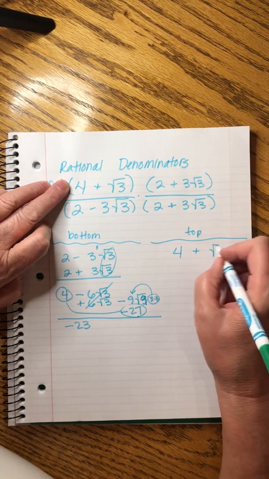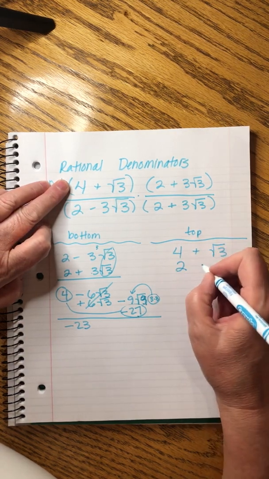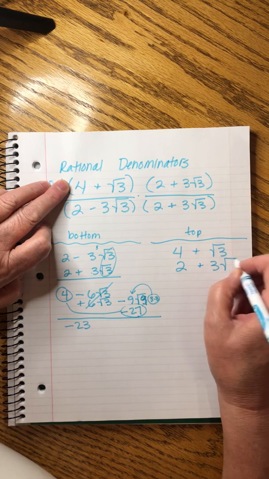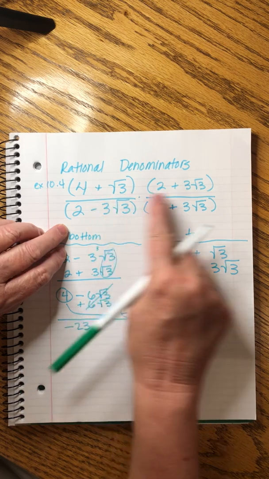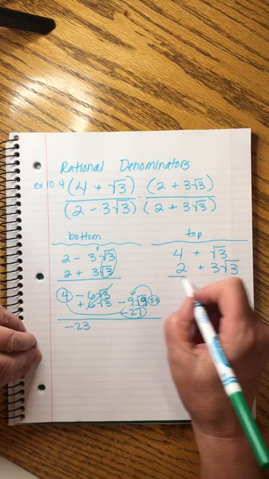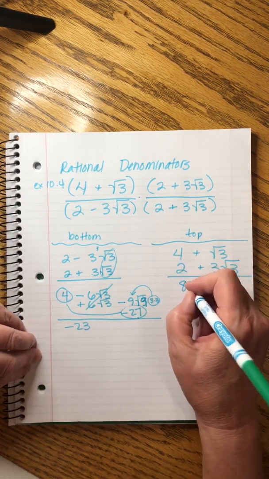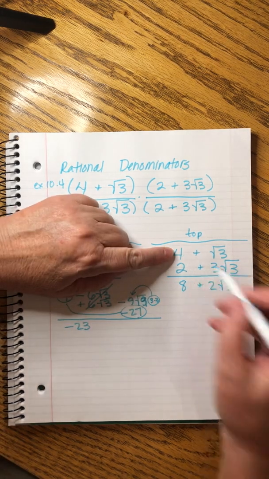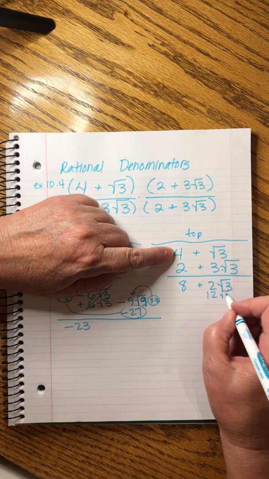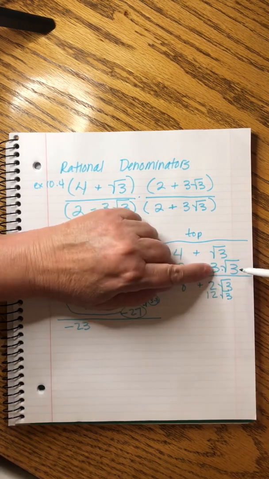4 plus the square root of 3 times 2. And remember, this is driven by this, which is driven by this. So the top is usually messier. 2 times 4 is 8, plus 2 square root of 3. Then this becomes 12 square root of 3. And now let's see if we can do this one in our heads.